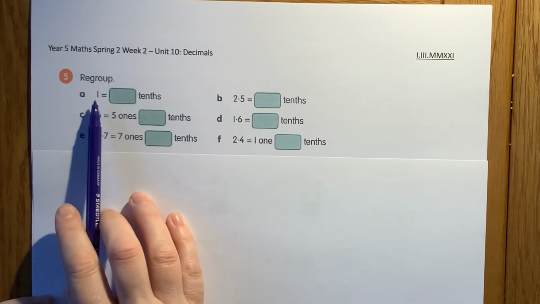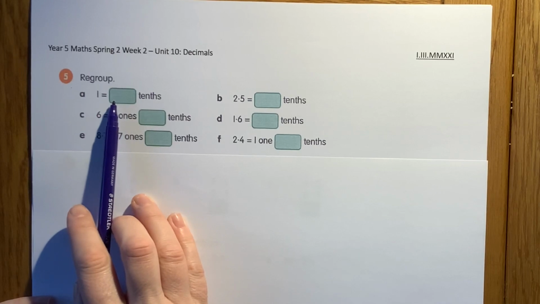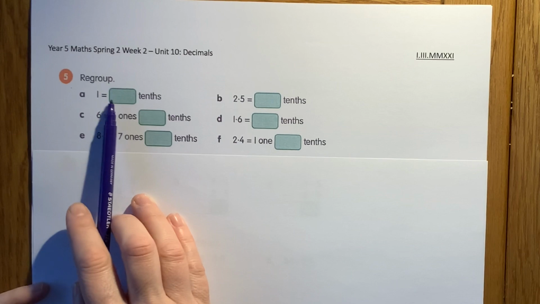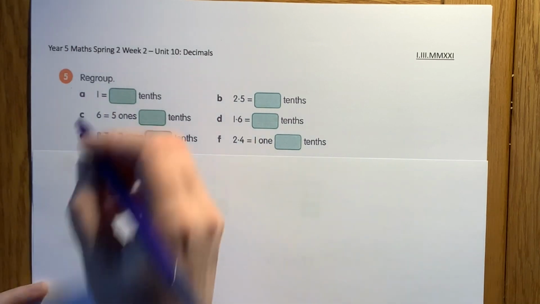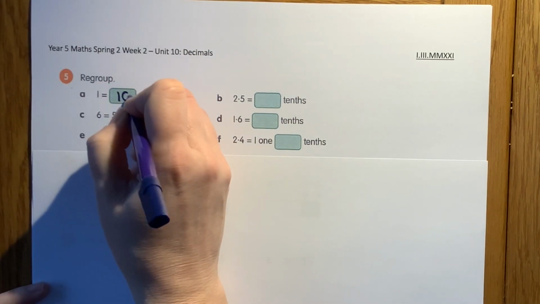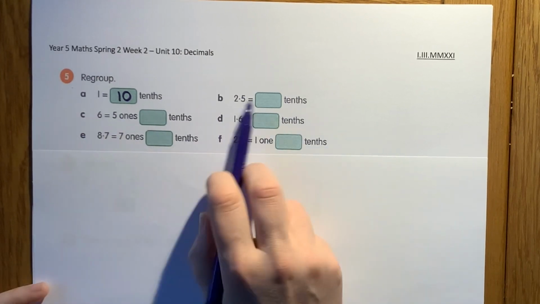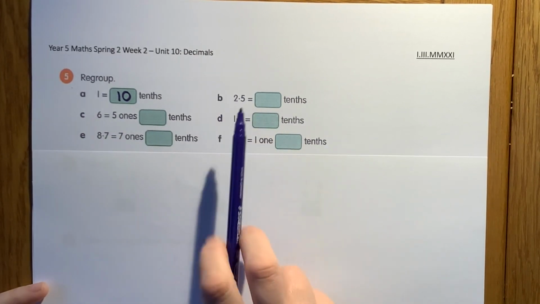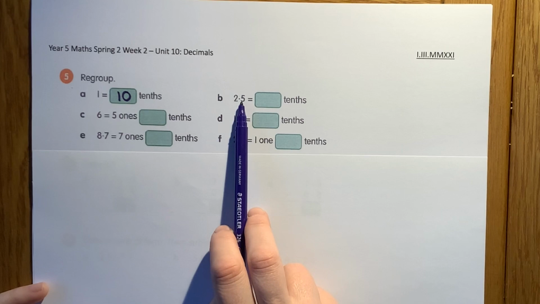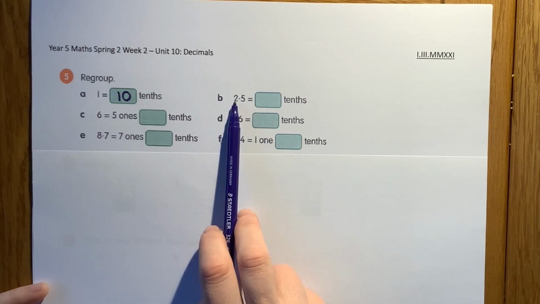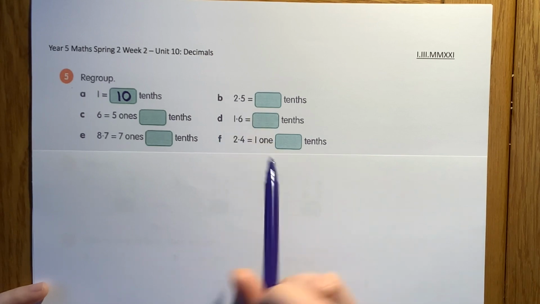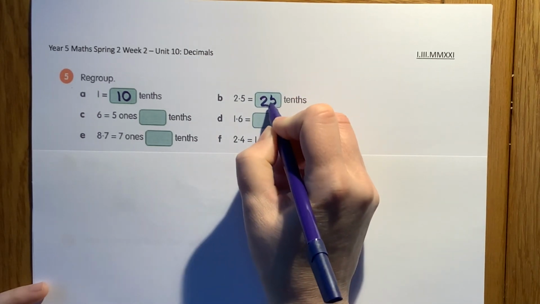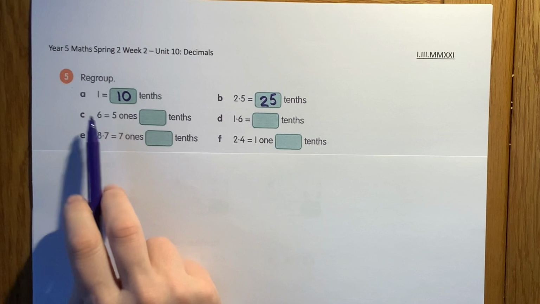Okay, so 1 whole one is how many tenths? Well, we know if we had a pizza and we cut it into 10 equal parts, if we wanted to eat the whole pizza, we'd have to eat 10 of those parts. So 1 is 10 tenths. 2.5, you've got 2 whole ones and 5 tenths. 1 whole one would be 10 tenths, 2 whole ones is 20 tenths, and then those 5 gives us 25 tenths.